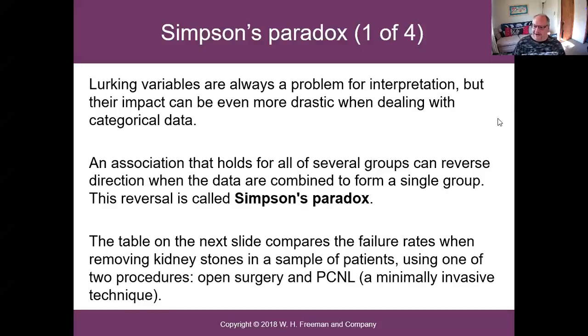So what is Simpson's paradox? Okay, lurking variables are always a problem for interpretation, but their impact can be even more drastic when dealing with categorical data. An association that holds for all of several groups can reverse direction when the data are combined to form a single group. It's pretty deep. Let's talk about it in a very concrete way.